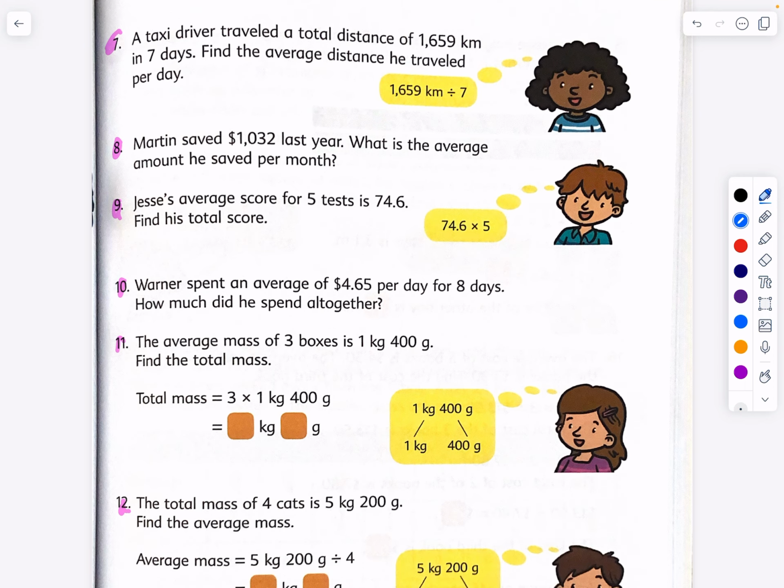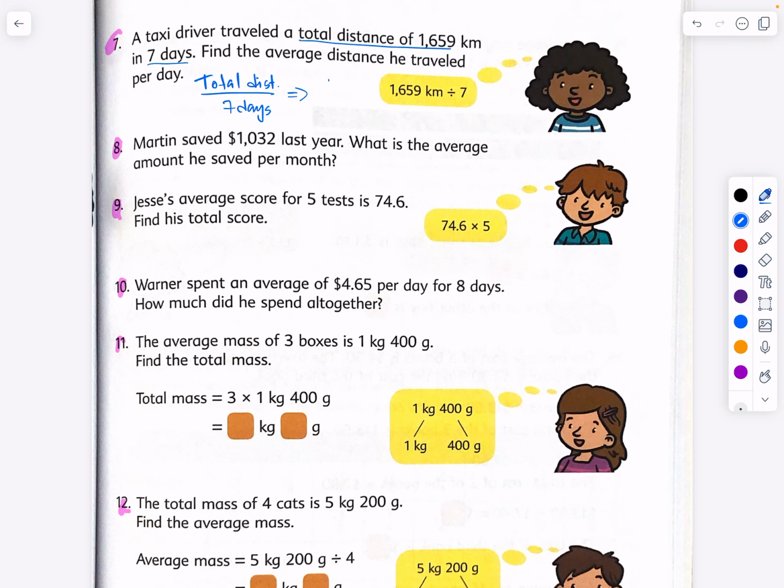A taxi driver traveled a total distance of 1,659 kilometers in 7 days. Find the average distance he traveled in a day. My friends, here they give you the total distance and they give you the number of days. How do you find how far he traveled on each day? It is a simple division. So we have the total, right? We don't have to add anything up. Total distance, and we have to divide it by 7 days to find the distance traveled per day.